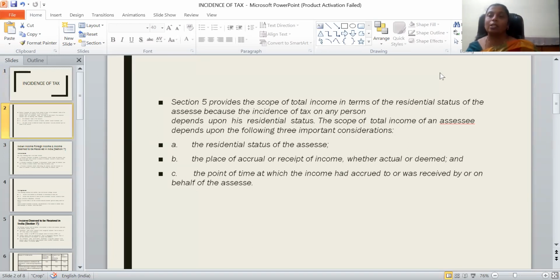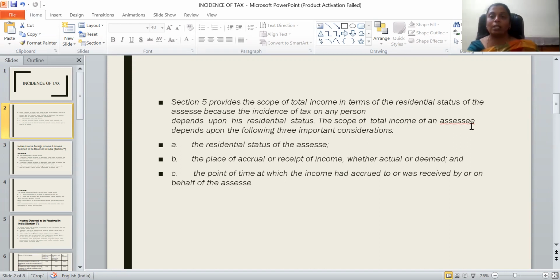All of you know there are 3 residential statuses of an individual. It might be resident and ordinary resident, resident but not ordinary resident, and non-resident. Depending upon the residential status, the incidence of tax of an assessee will be assessed.